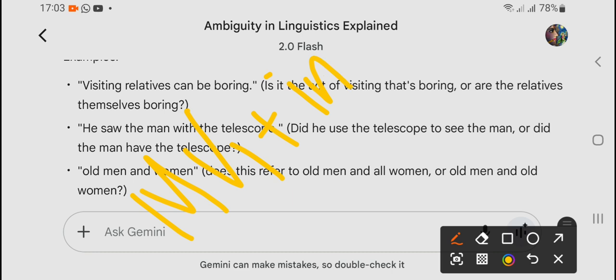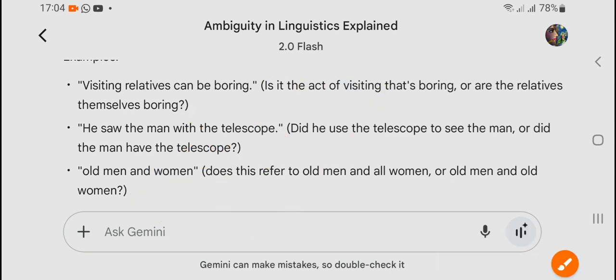Plus ing. This is called gerund. So "visiting relatives can be boring." Is the act of visiting that boring, right? Or are the relatives themselves boring? So sometimes if you visit relatives, it's very boring, or sometimes relatives visit us, and it's very boring.